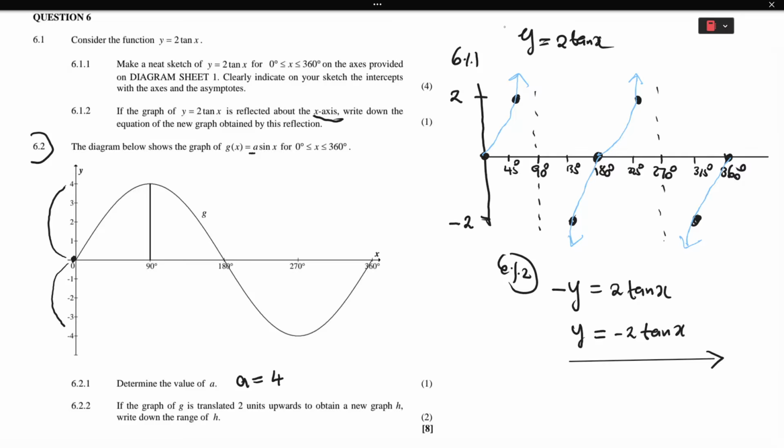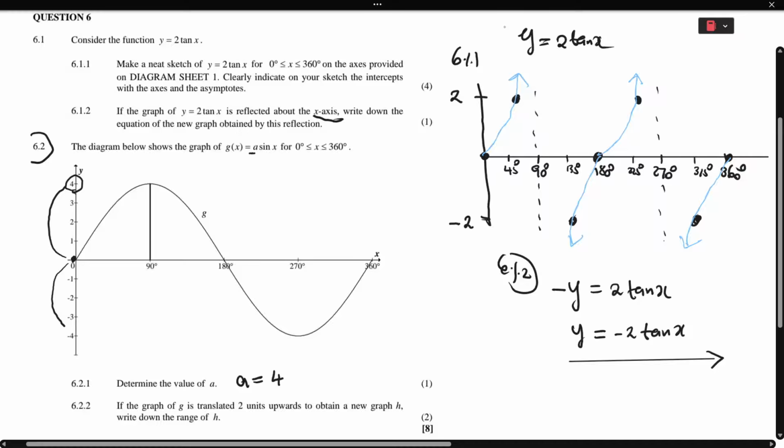You check the same distance from where the graph starts. It's the value of A. Normally others say it's amplitude, but it's the number which is written here. It's this 4 here. Sometimes it shifts, so that's what I'm saying you should check. If the graph is translated 2 units upwards and you obtain the new graph, write down the range.